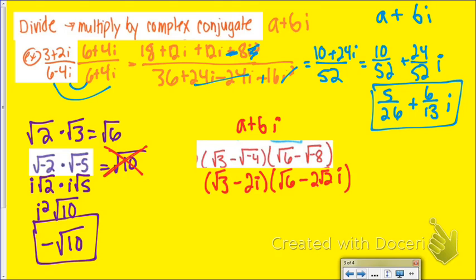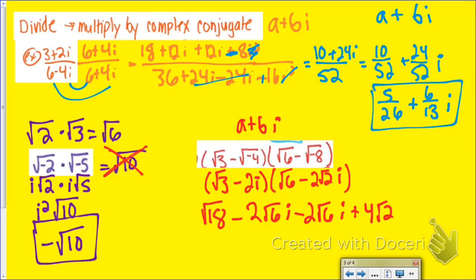And at this point, guys, it's exactly what we've been doing. We just got to FOIL. So I get the square root of 18 minus 6 square root of 6i. Oops, sorry, minus 2 square root of 6i, minus 2 square root of 6i, plus 4 root 2 i squared.